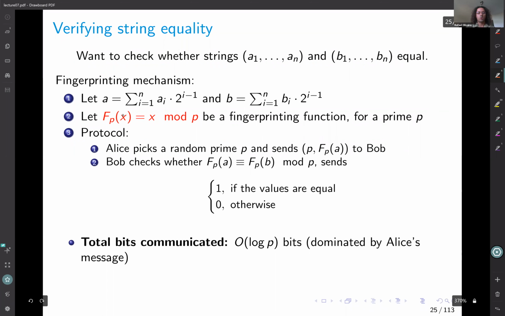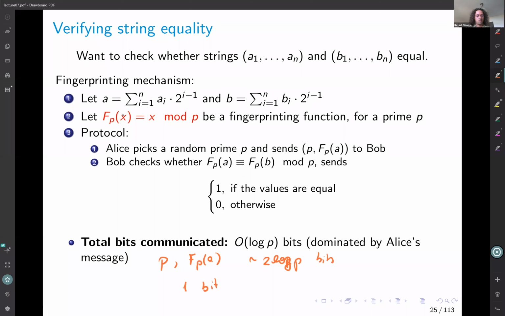Now, what are the total bits communicated? The total number of bits communicated in this protocol, which is the total communication they had, is exactly O of log p bits, right? And why is that? Because Alice is going to send p and fp of A, so this is roughly 2 log p bits. And then Bob just communicates 1 bit.